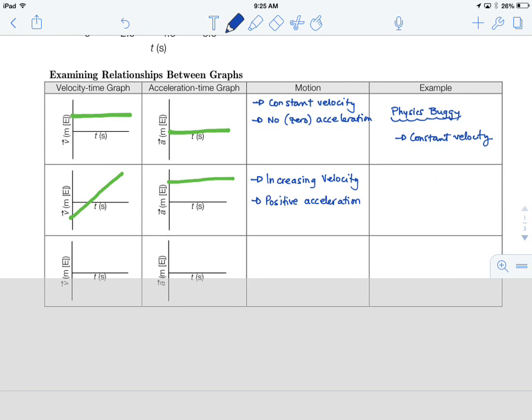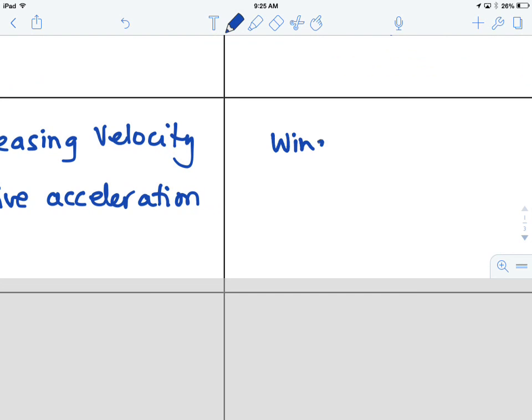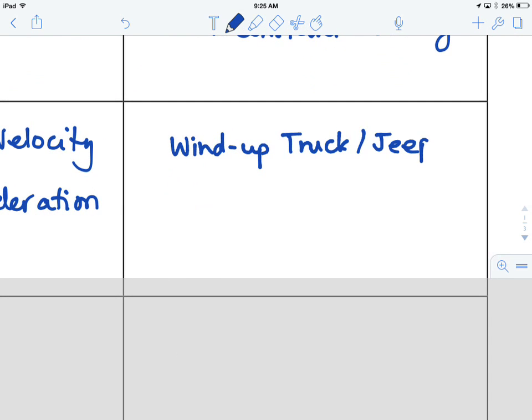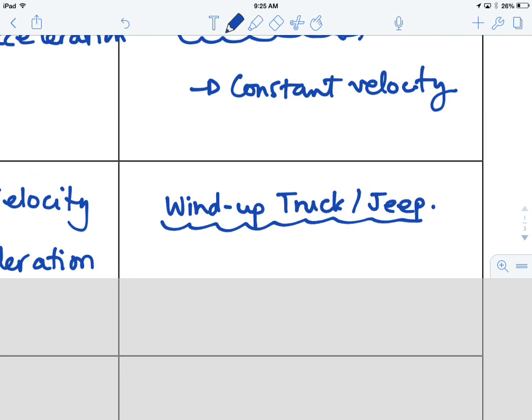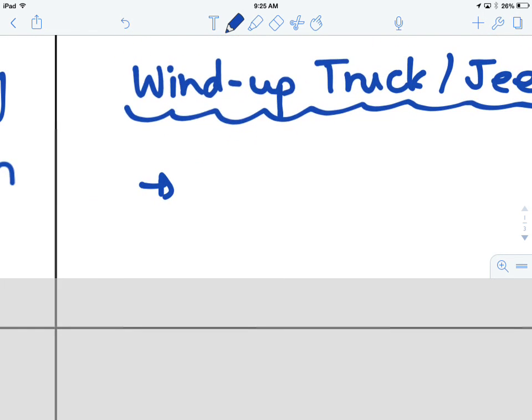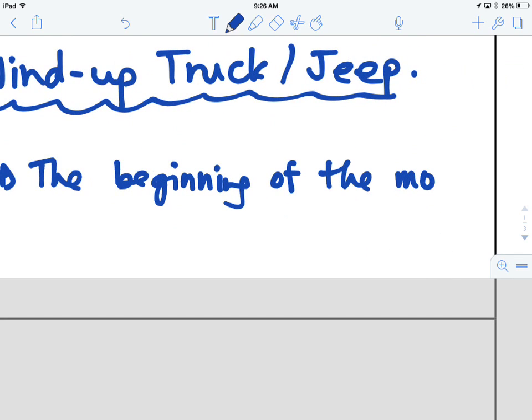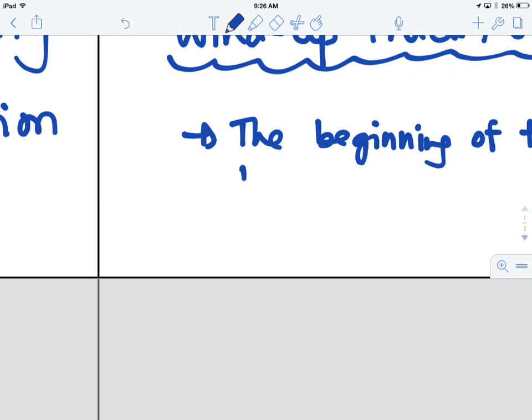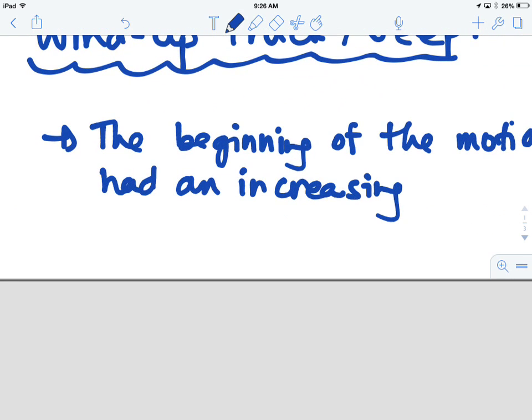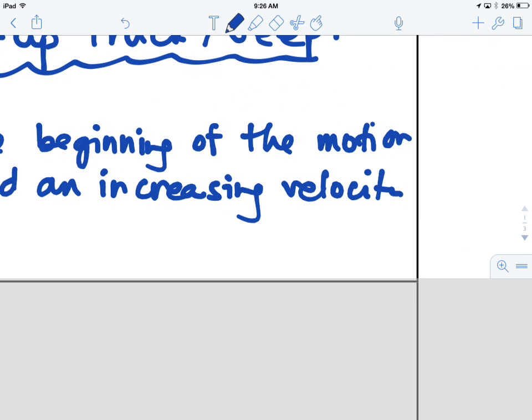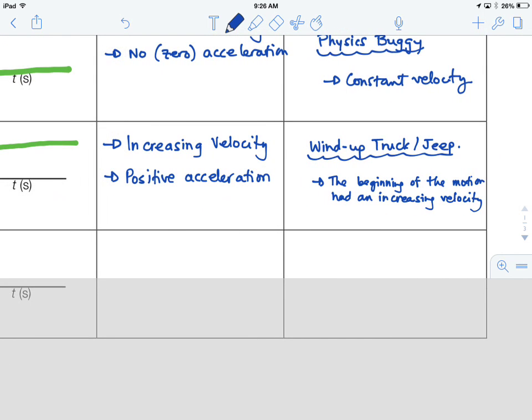Okay, and a good example of this would be our wind-up truck or Jeep, right? That we would have used, and we should be specific. We should say the beginning of the motion had an increasing velocity, because we did see that later on it slowed down, but we're not going to talk about that. That's a little bit too complex.